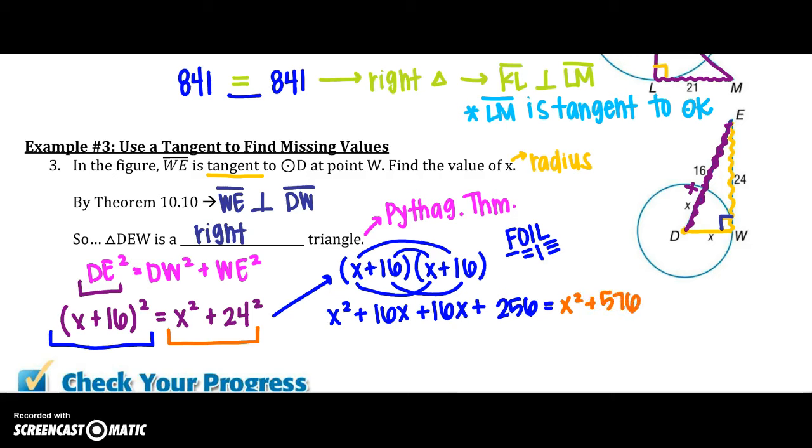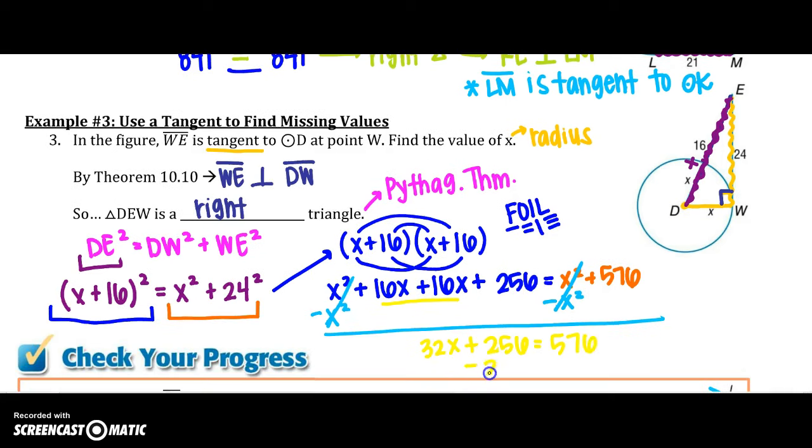Now, yes, I have x's on both sides, but a lot of times they will cancel. So I'm going to subtract x squared from both sides, and I'm also going to combine like terms. Notice my x squared cancel. I'm left with 32x plus 256 equals 576. Continuing to solve, subtract 256 from both sides. 32x equals 320. So x is going to equal 10, the radius is going to be 10.